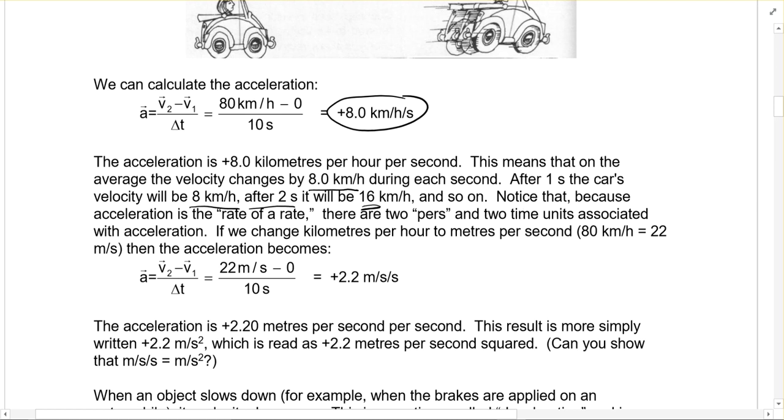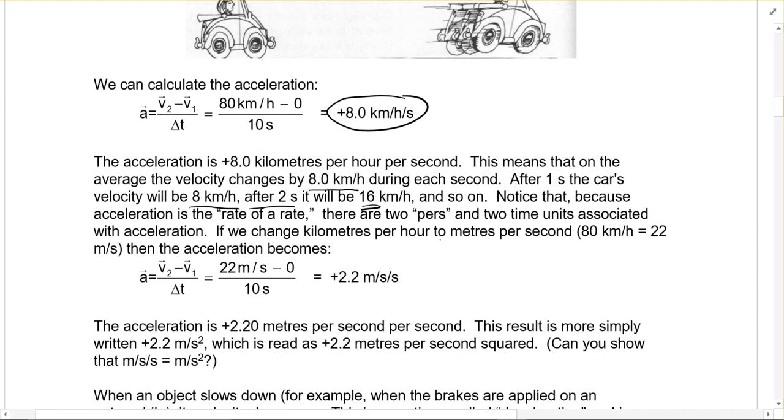So notice that because acceleration is a rate of a rate, there are going to be 2 pers, like kilometers per hour per second, right? There are 2 pers and 2 time units associated with acceleration.